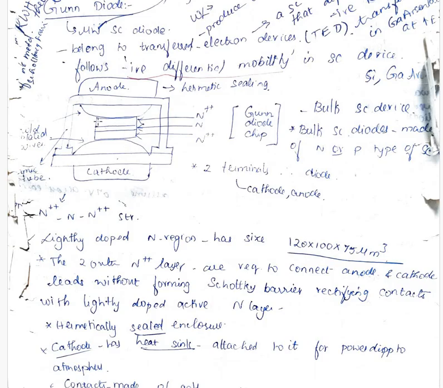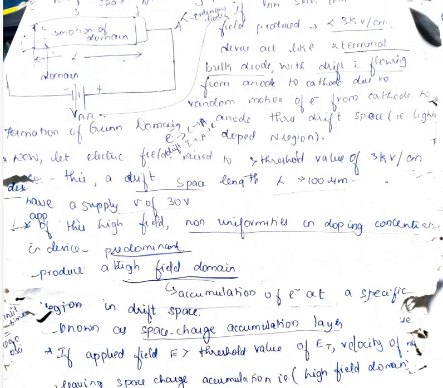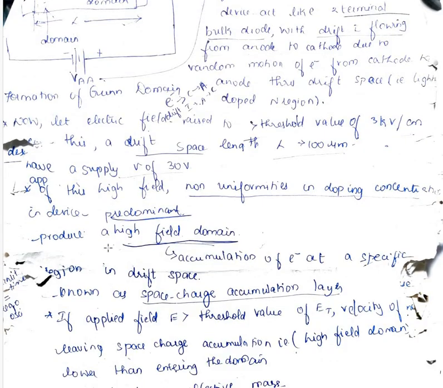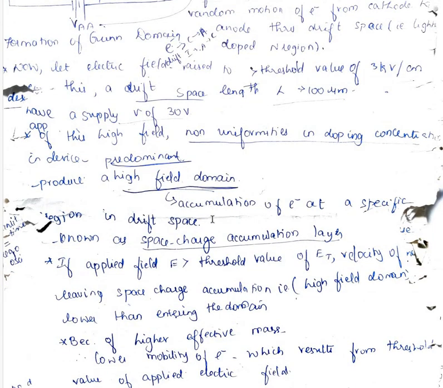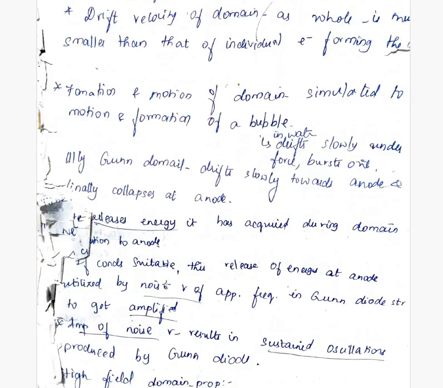The lightly doped N region is the center region. It has a size of 120 by 100 by 75 micrometer cube. The outer layers are connected to anode and cathode through the leads. It is properly sealed, so non-uniformities in doping are there. So now we have a region called the space charge region or accumulation region. If the applied voltage E is greater than the threshold voltage ET, the velocity of leaving the space charge accumulation is lower than that of the entering electrons.